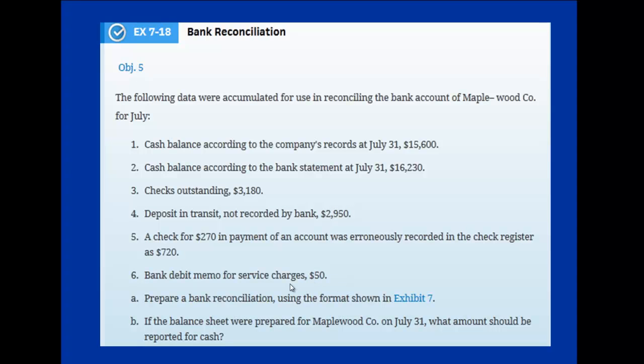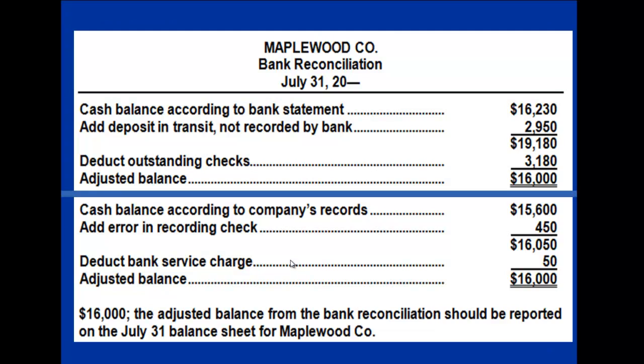So let's take a look here. It asks us to prepare a bank reconciliation, and let's take a look at what this should look like. Remember, according to the bank statement, we have $16,230. We have a deposit in transit. Once again, those are items that we've deposited that were not reflected on the bank statement. We know that we made these deposits. They're factored into our dollar amount that we began with, but the bank has no idea. As of the date that this was made, it's not on the statement.